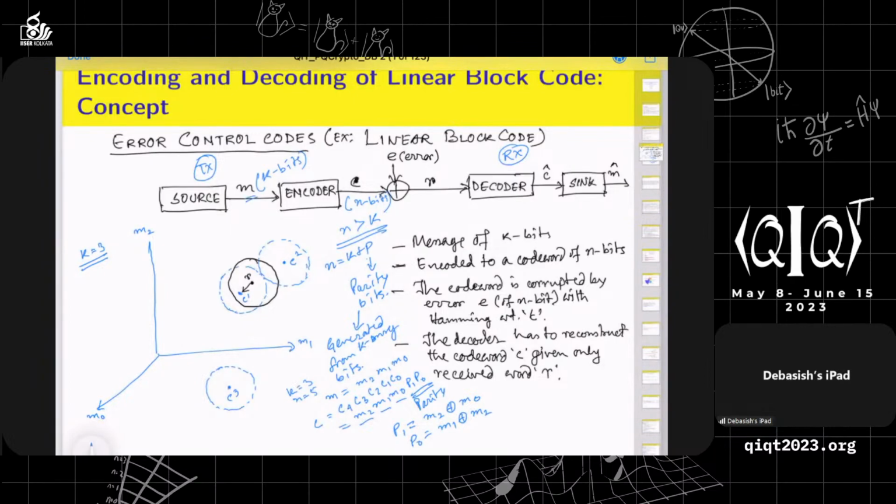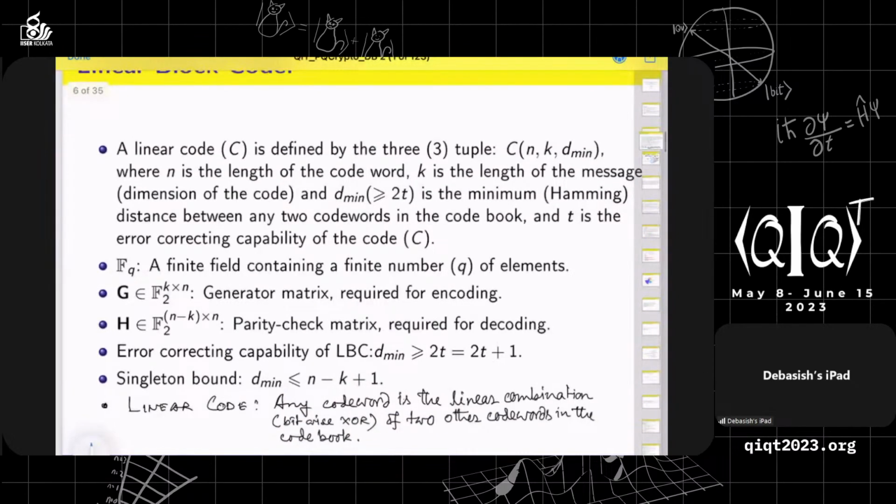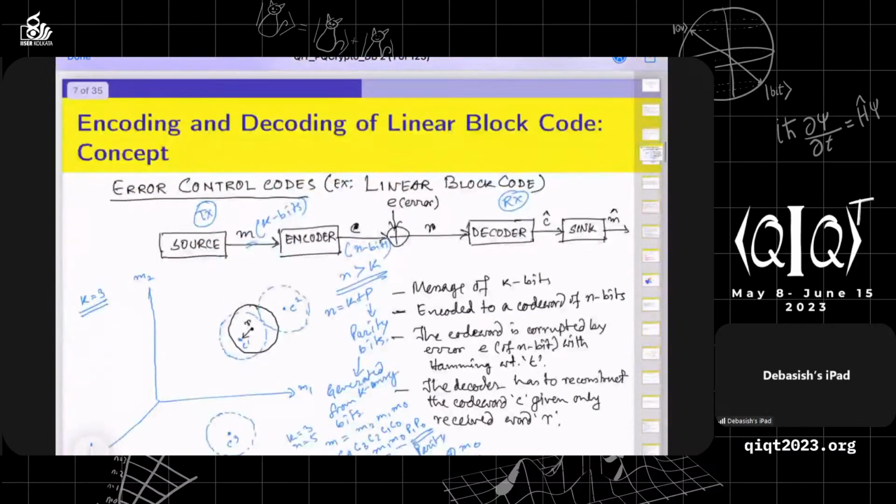Okay. So I'm defining my code this way. A linear code C, why we are telling linear, we'll tell at the end. A linear code, which is basically an error control code, is defined with the 3-tuple n, k, and d min, where n is the length of the code word, k is the length of the message. As I told, n is always greater than k. And this message length is called the dimension of the code, because, as I explained, if I want to plot this code word vector, I need only a k-dimensional vector space. I don't need an n-dimensional vector space because I have only k independent basis vectors.